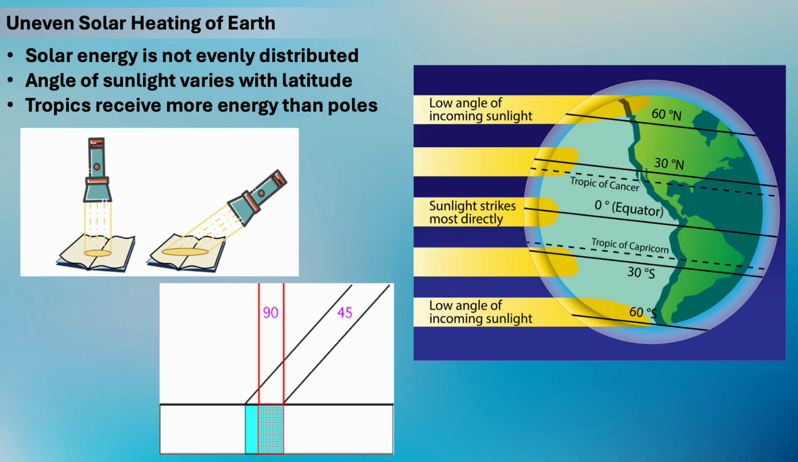This uneven heating is the root cause of atmospheric circulation. Everything we discuss next, pressure differences, winds, and large-scale circulation patterns, originates from this basic imbalance in solar energy. This concept is essential to understand before moving forward. Please pause the video if needed.